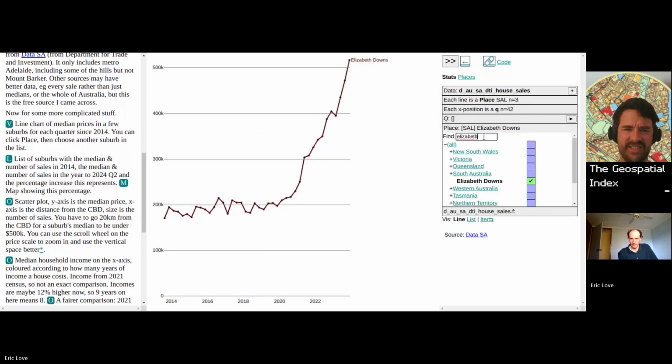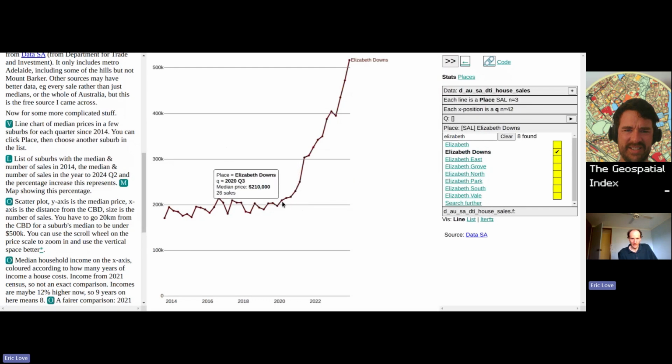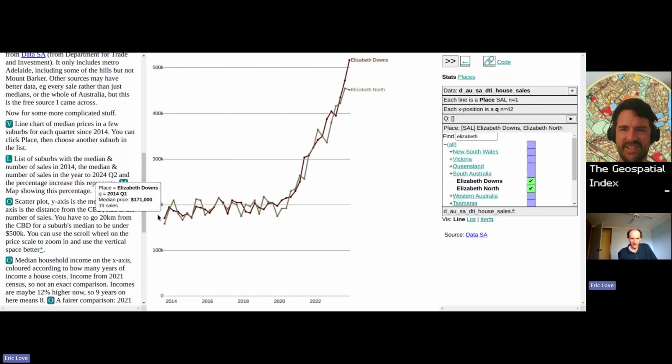Oh my goodness. Yeah, so Elizabeth Downs, I was going to buy a house in Elizabeth Downs. It was at the low end of there. But any of the Elizabeth area, they've all gone from sort of 200 and gone to the moon.